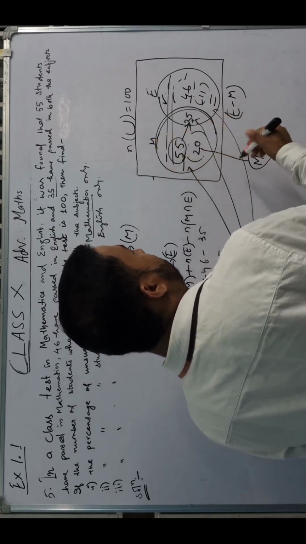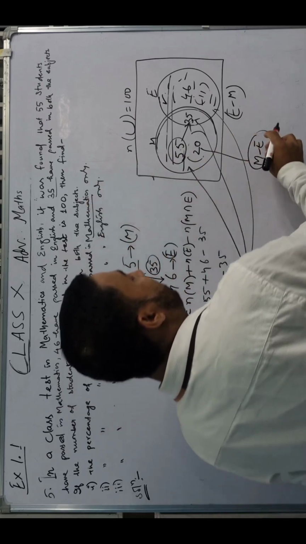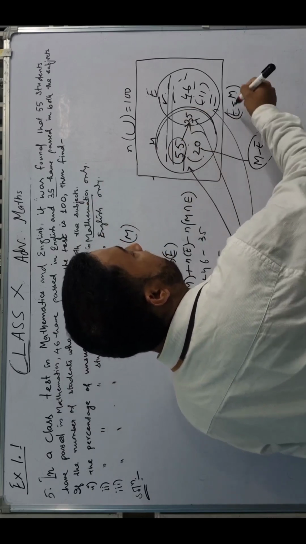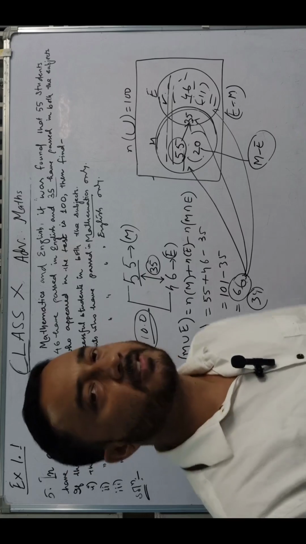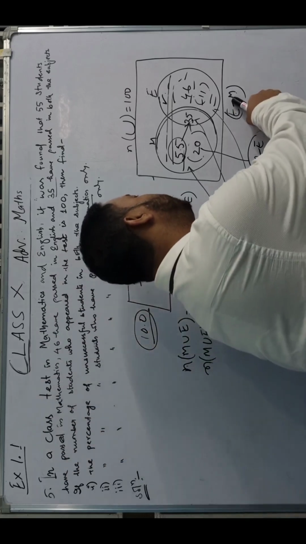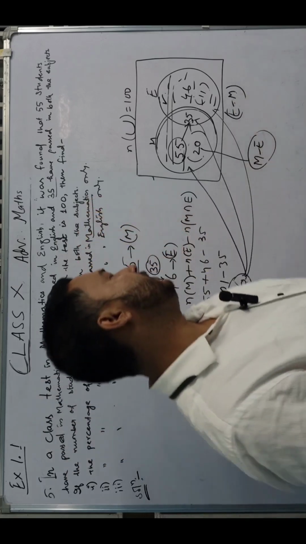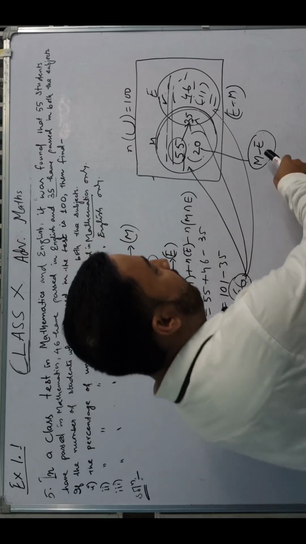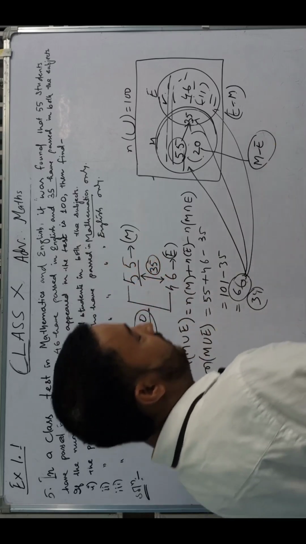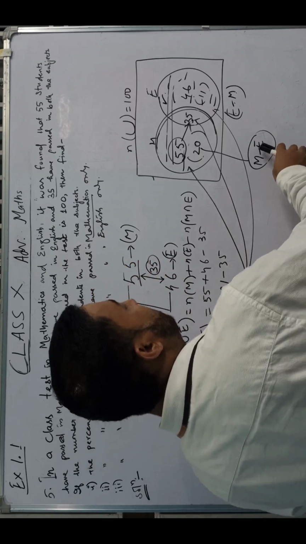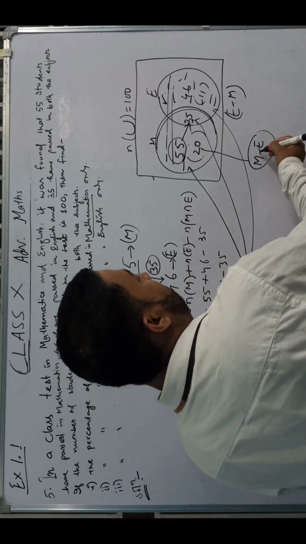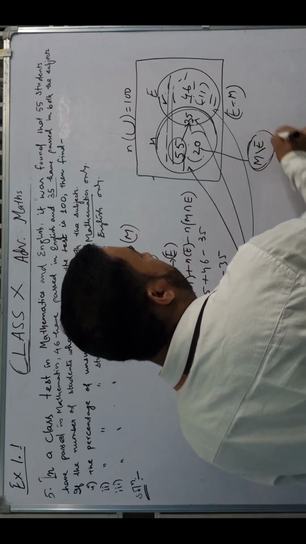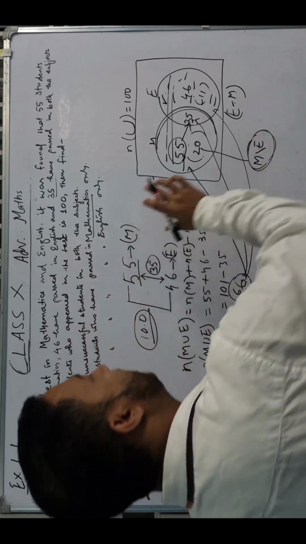So only maths means M minus E. What is only English? Only English means E minus M, or E difference M. Actually, we have to read it as M difference E or E difference M. In the case of numbers, we subtract, but you have to read it as M difference E because these are sets. In the case of sets, we find the difference, and the difference is denoted by this minus sign or sometimes like this, and you read it as M difference E. I hope it is clear to you.